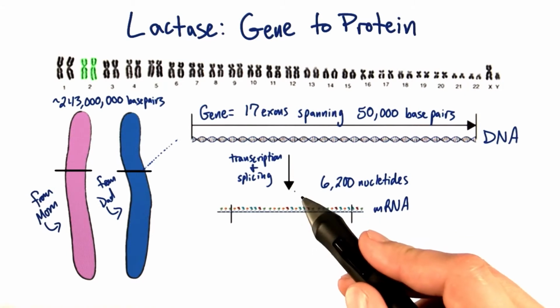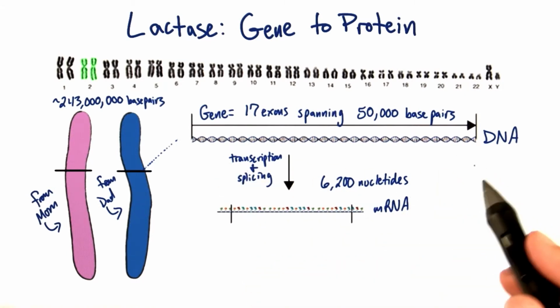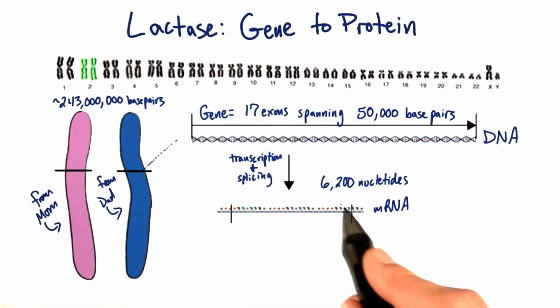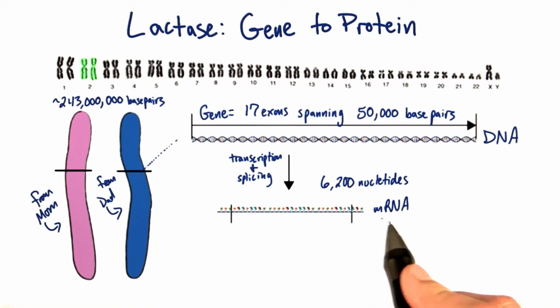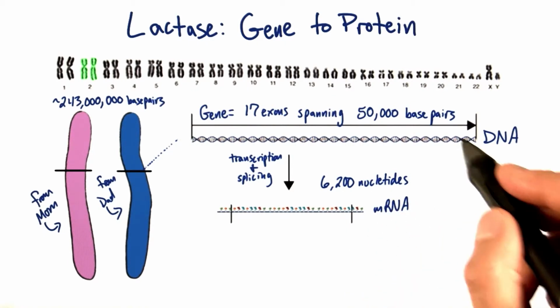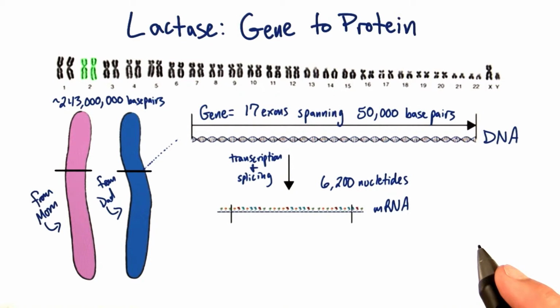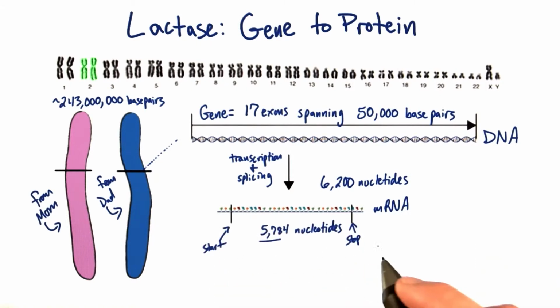After transcription and splicing, removing all the introns that can be found in this gene, we're left with about 6,200 nucleotides of an mRNA copy of the lactase gene. Now, if we take a look at that lactase mRNA, we'll see that between the start and the stop codon, including the start and stop codon, we have 5,784 nucleotides of information.